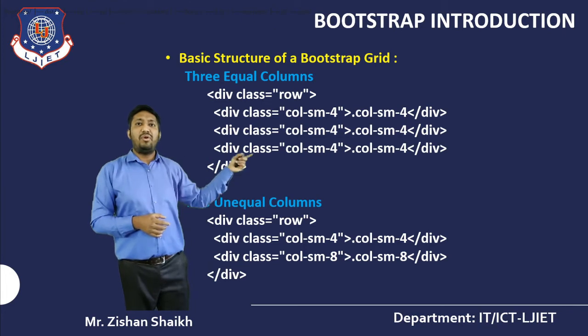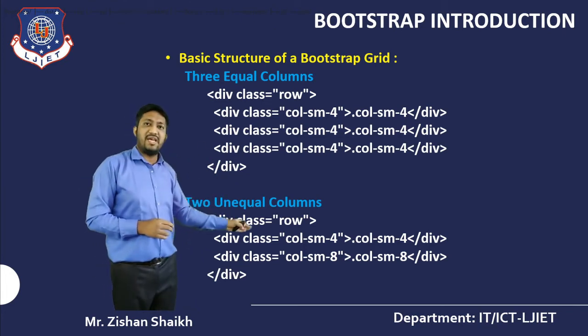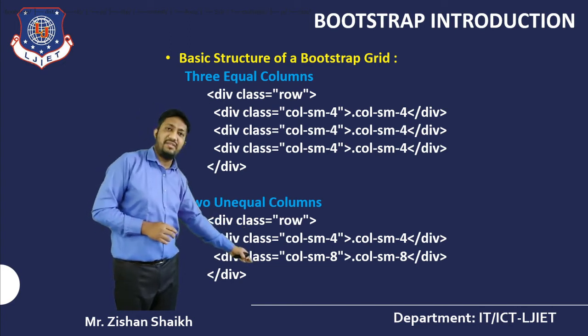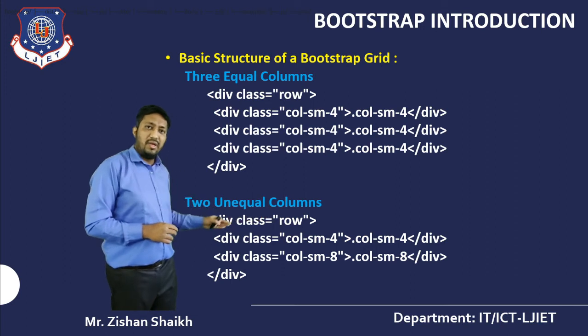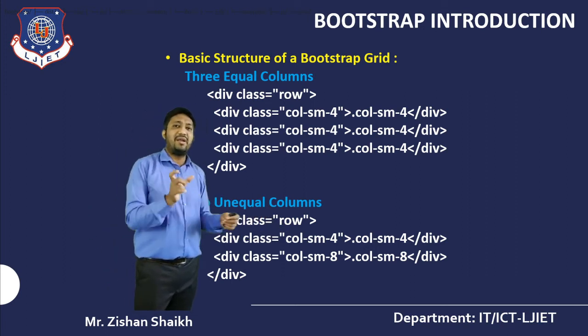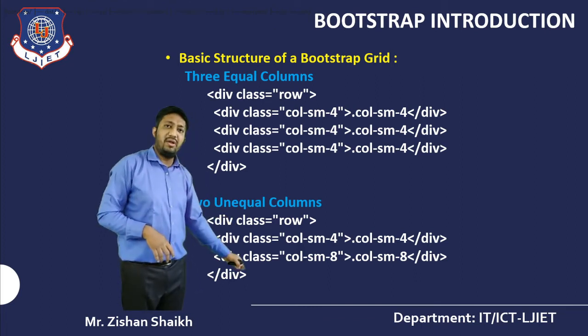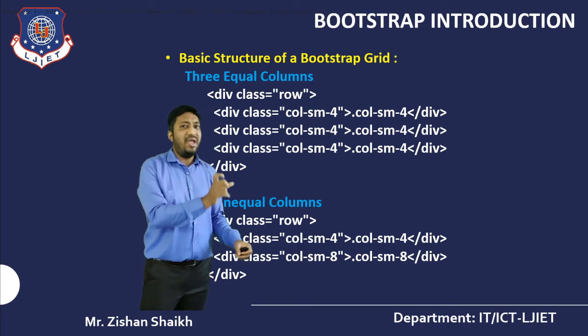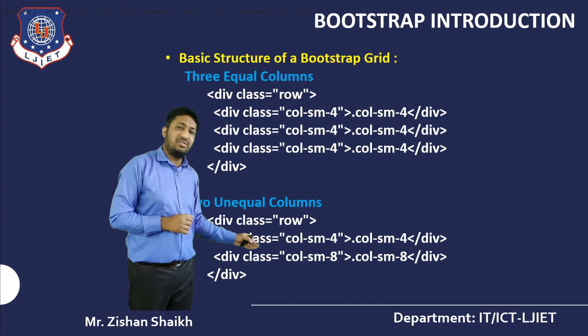Suppose I want to create 2 unequal columns, the first having the size of 4 and the second having the size of 8 here. So here div class is equal to row and div class col-sm-4. That takes the size of 4 columns here. But the second one is taking the size of 8 columns. So according to the need, we can change the code here.